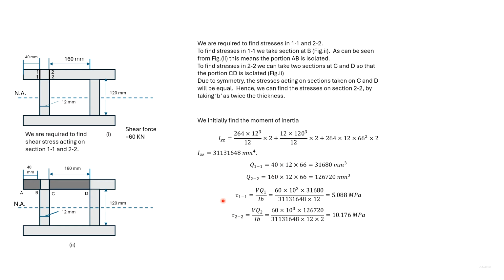Shear stress is found out by taking B as 12 millimeter, which is the thickness. For section 2-2, we take Q of this portion CD. So this is the Q. Now in this case, the shear stress here and here will be the same. So the shear stress in 2-2 is found by taking B as 2 into 12.